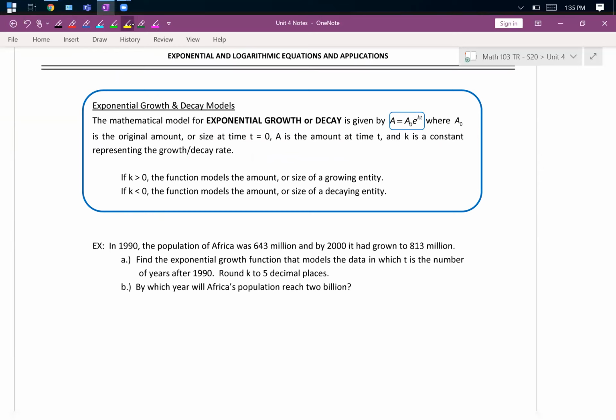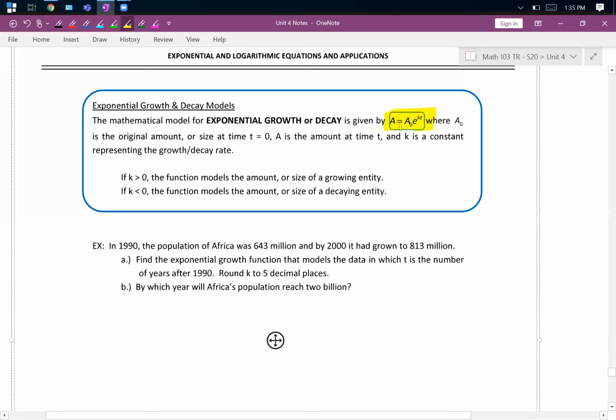The mathematical model for exponential growth or decay is A equals A sub 0 times e to the kt power, where A sub 0 is the original amount or size at time t equals 0. A is the amount at some particular time t, and k is a constant representing the growth or the decay. If your k value is positive, then whatever you have is growing, but if your k value is negative, then whatever you're talking about is getting smaller or decaying.